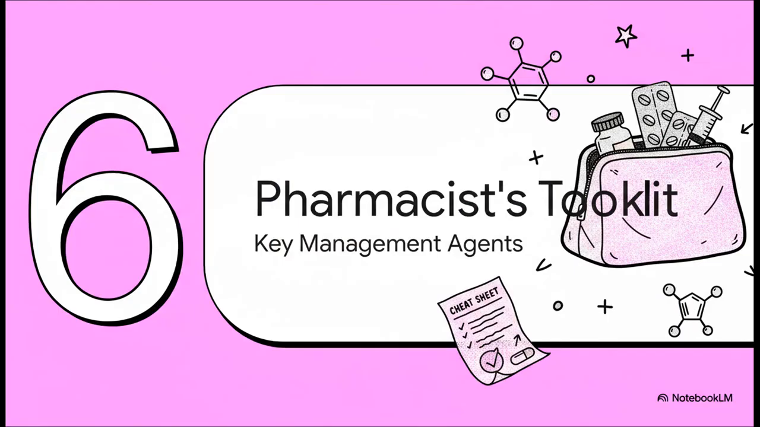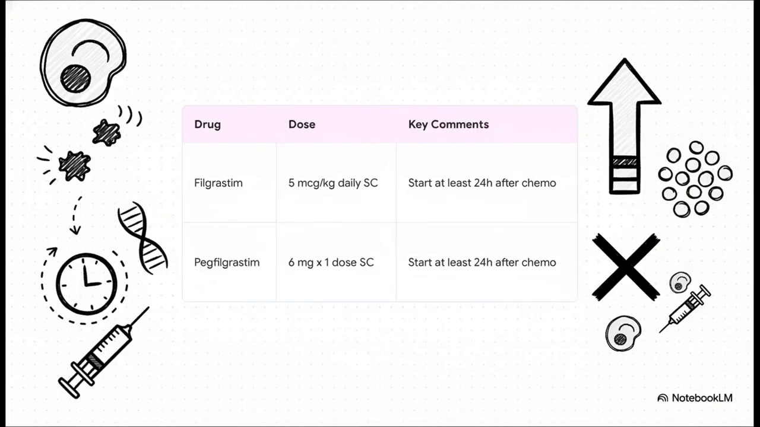All right, for our last section, let's pull everything together into a rapid-fire review of the essential drugs in the pharmacist's toolkit. Think of this as your high-yield cheat sheet for managing these side effects. Okay, neutropenia. G-CSFs are our go-to. But here's the clinical pearl, the thing that always gets tested, the timing.